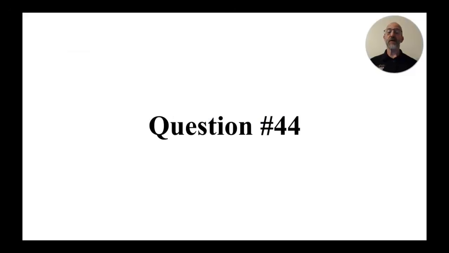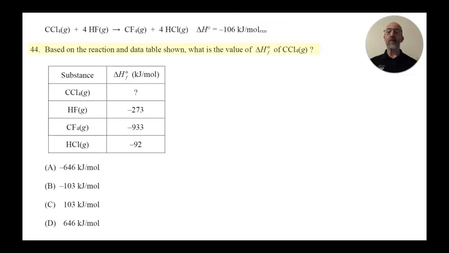In question 44, it says, based on the reaction and data tables shown, what is the value of the enthalpy of formation for CCl4, carbon tetrachloride? Now you can look at the data table and you can see that carbon tetrachloride has a question mark next to it. So that tells us this is the enthalpy of formation that we don't know. But we know everything else, including the change in enthalpy for the overall reaction.